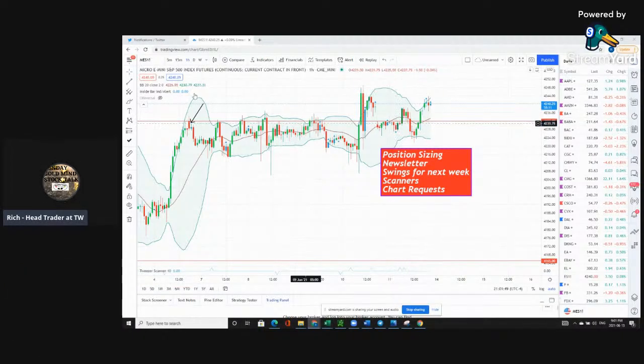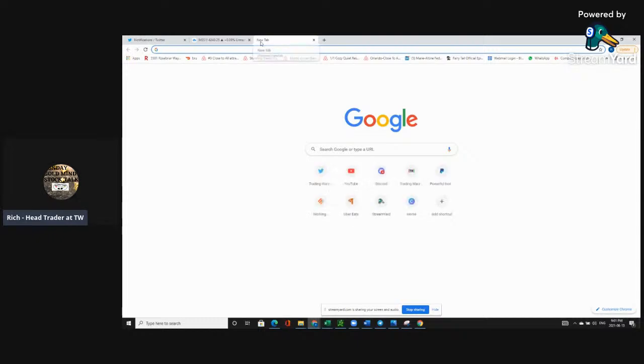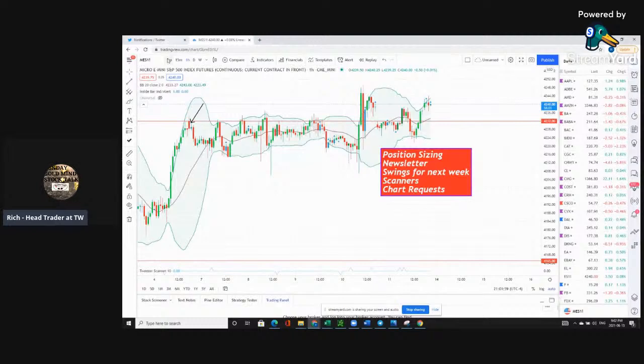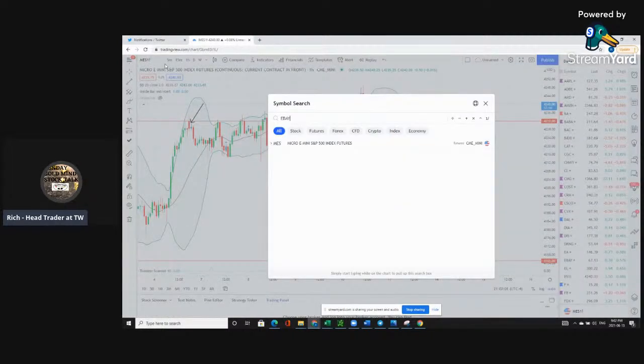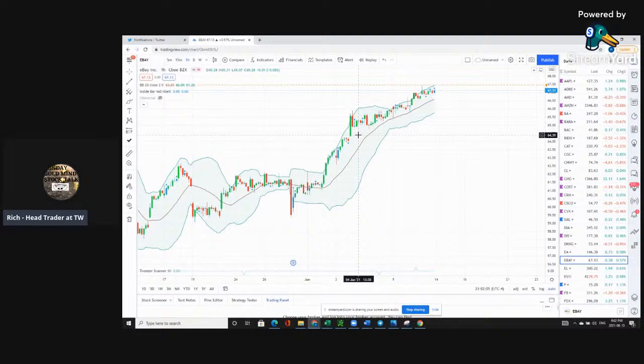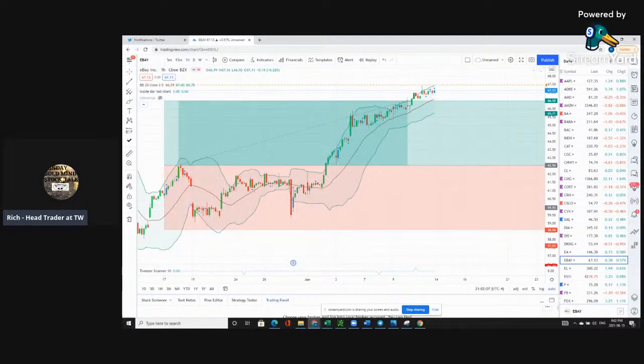Okay. So I'm going to use a recent swing trade example. So I'm going to go here. I'm going to go to the June swing trading log. And I'm going to do eBay. Okay. So what I want to do here is I want to go to eBay. And I want to just show you guys the concept of position sizing.